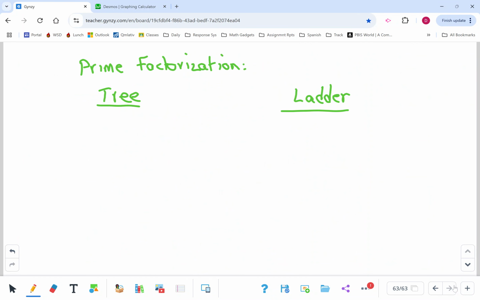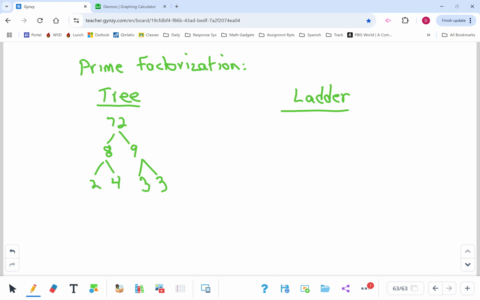And here are 2 methods to do it. I like the ladder method, but I'll show you the tree method. Take 72 and ask yourself, what 2 numbers might multiply together to get 72? It doesn't really matter which pair you use. I'm going to use 8 and 9. Okay. Can you think of 2 numbers that multiply together to get 8? Well, yeah, 2 and 4. Okay. Can you think of any numbers that multiply together to get 9? Well, 3 and 3.